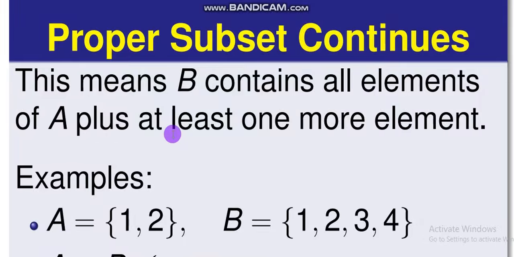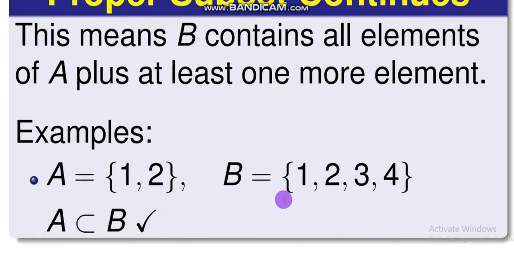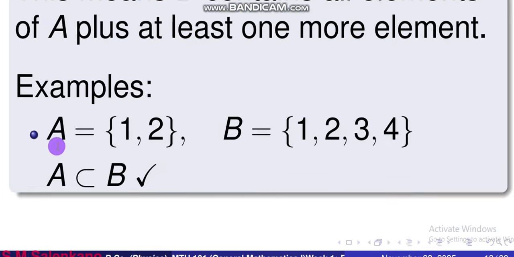Proper subset continues. This means B contains all elements of A plus at least one more element. Here are examples. You see, in this example, you have A is a set of 1, 2. It has this element 1 and 2, and B has 1, 2, 3, 4. So you can see that after 1 and 2, B has 2 extra elements that A does not have. So A is a proper subset of B. We can write this and say A is a proper subset of B.